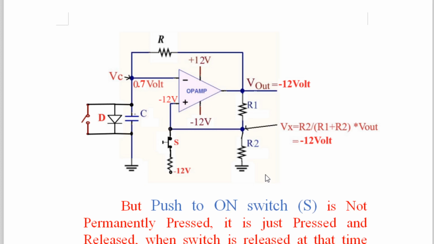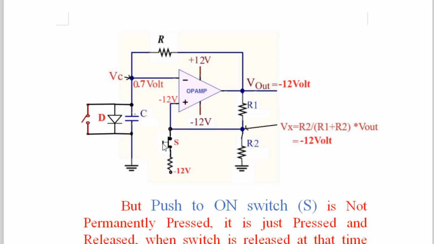That is the definition which we studied. So we have to see that. But now here, for your understanding, I have kept this switch under press condition so that you can understand how this minus 12 comes to the non-inverting pin, how this minus 12 goes to this point, and because of this, that goes to minus 12.